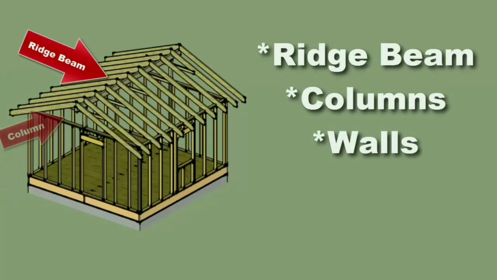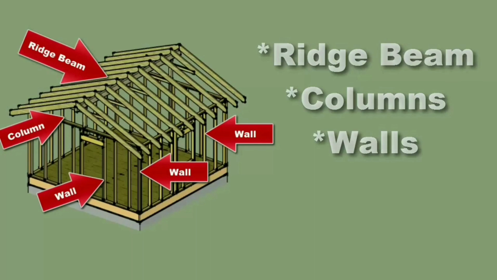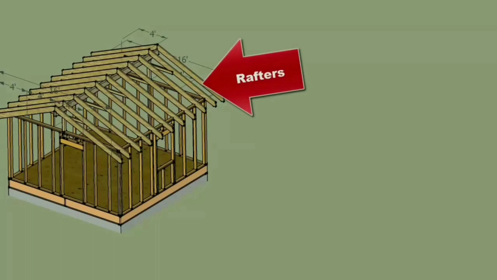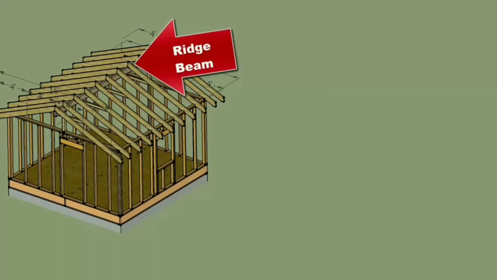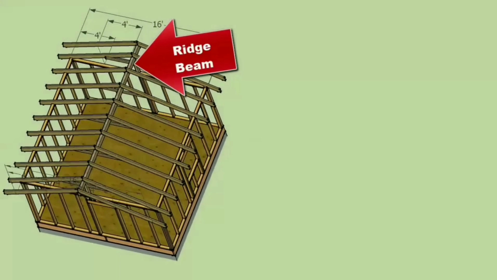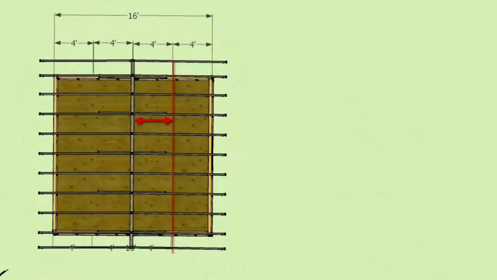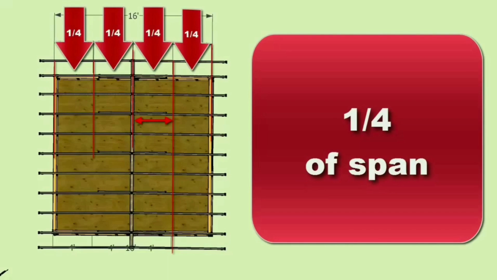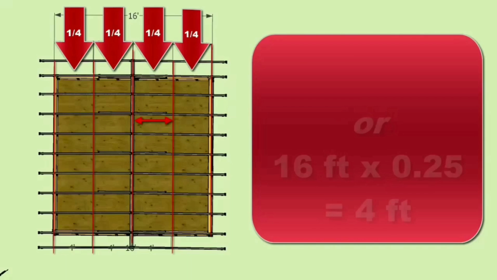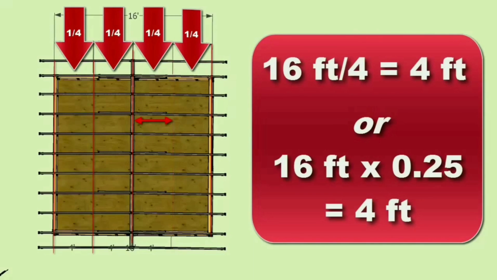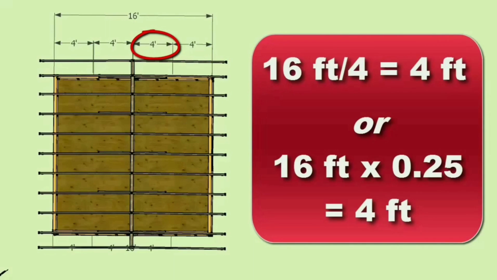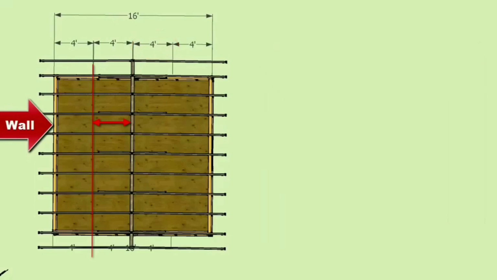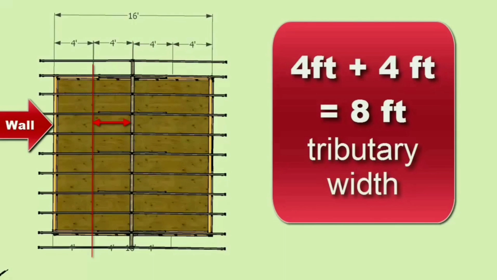First, let's establish tributary width for the load on the beam. Measure horizontally from the beam to halfway to the exterior wall. Note that it's a quarter of the width from outside wall to outside wall. In this case, 1/4 of the length equals 4 feet. Measure again on the opposite side of the ridge beam to a point halfway to the exterior wall and add the two numbers to get the tributary width.